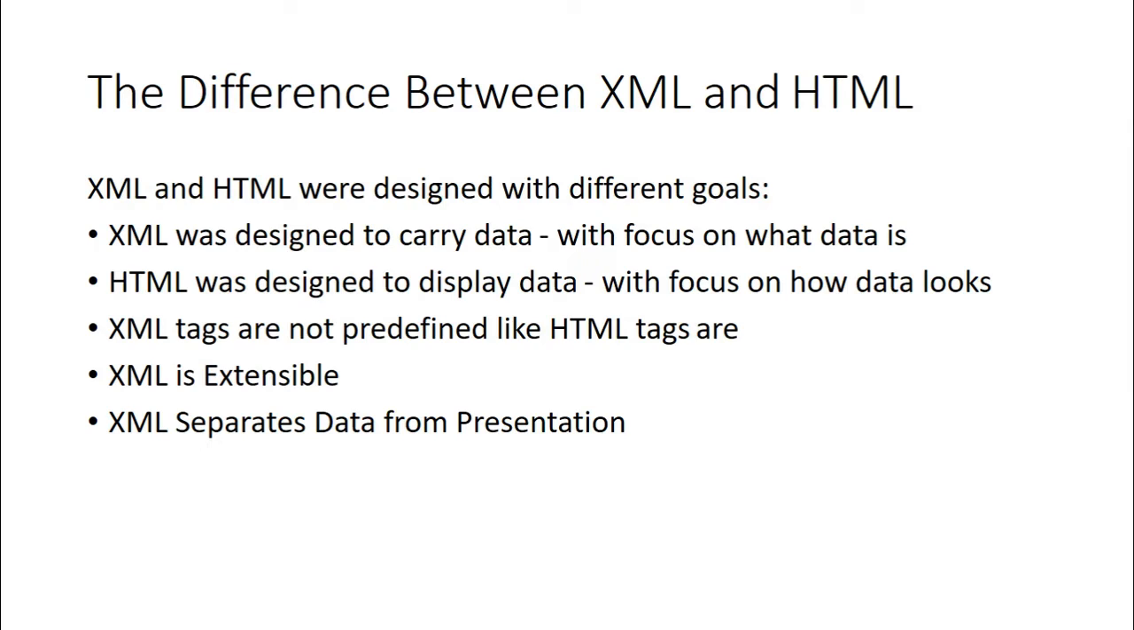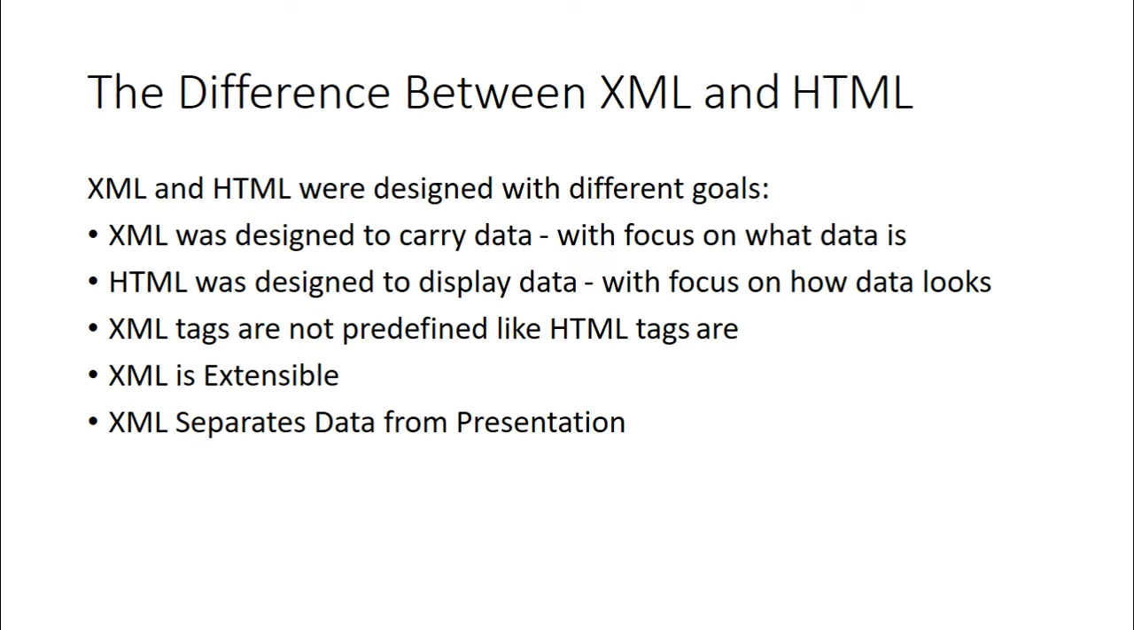XML tags are not predefined like HTML tags are. As we had discussed while we learned HTML, HTML comes with a set of predefined tags. The tags are already defined. Whereas in case of XML, there are no predefined tags. We need to define the tags that we are going to use. The user or the author of the XML document needs to define the XML elements or the XML tag names. There are no predefined tags in case of XML.